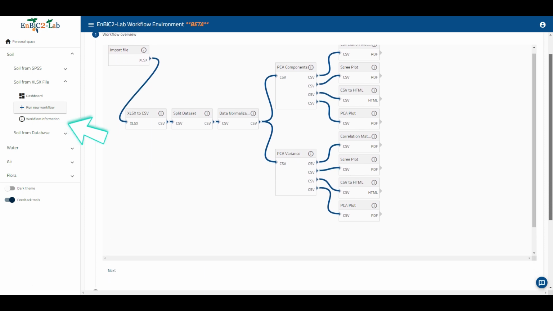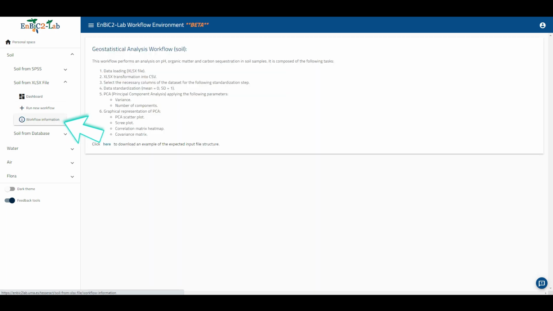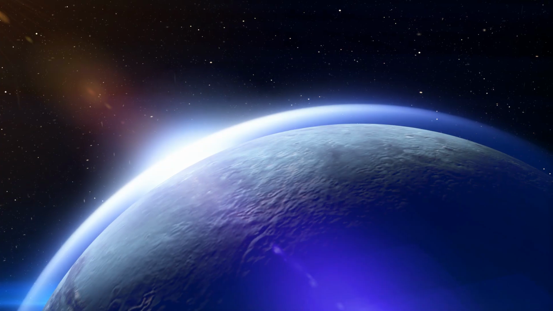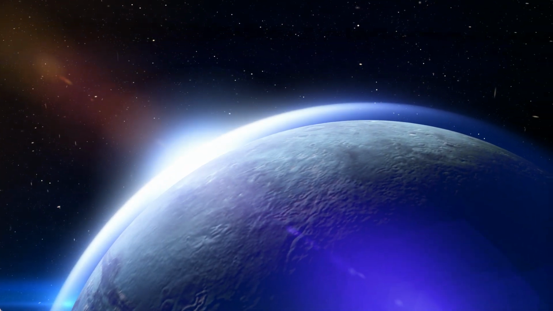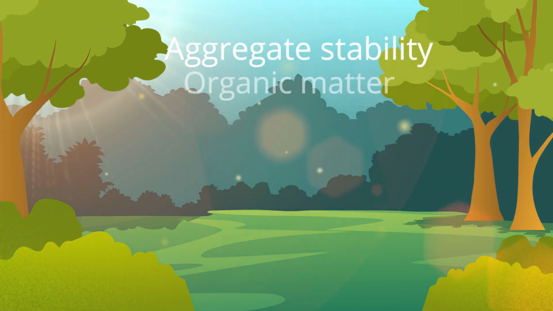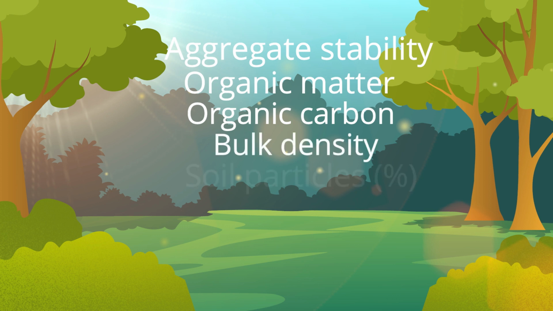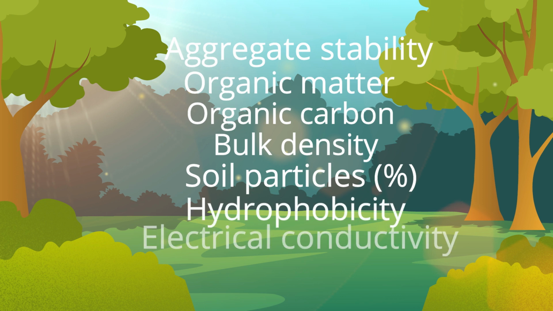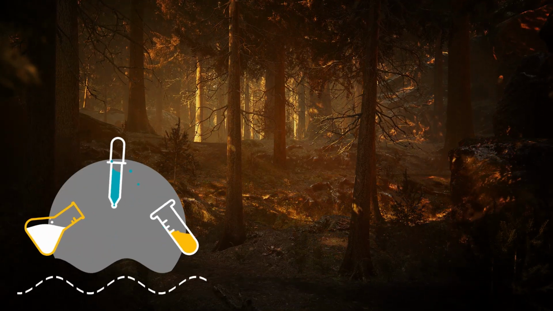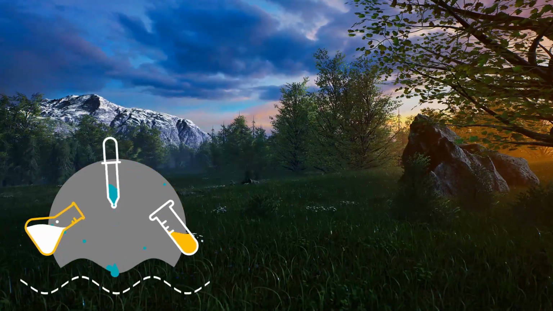Now, in the Workflow Information section, we can see different data for the specific workflow. In this case, our workflow represents a geostatistical analysis of different variables obtained from soil samples, such as aggregate stability, organic matter, organic carbon, bulk density, percentage of soil particles, hydrophobicity, electrical conductivity, and pH, with the purpose of obtaining and distinguishing different physicochemical characteristics of the soil.